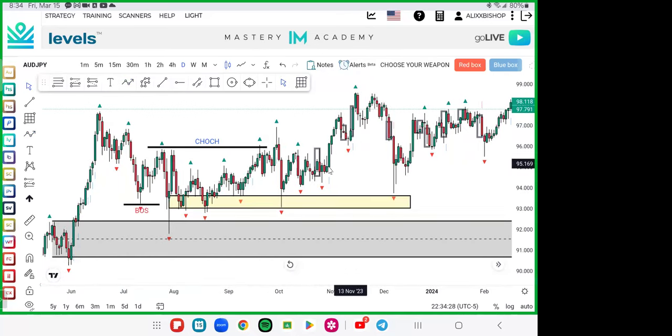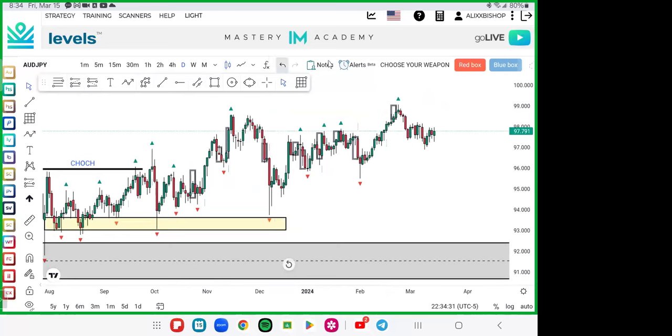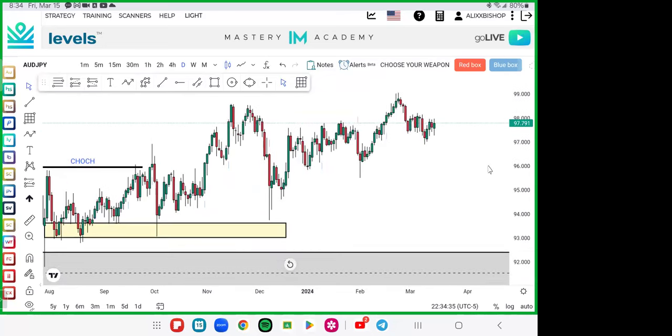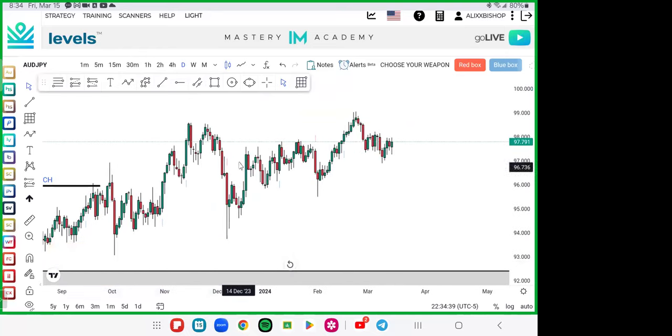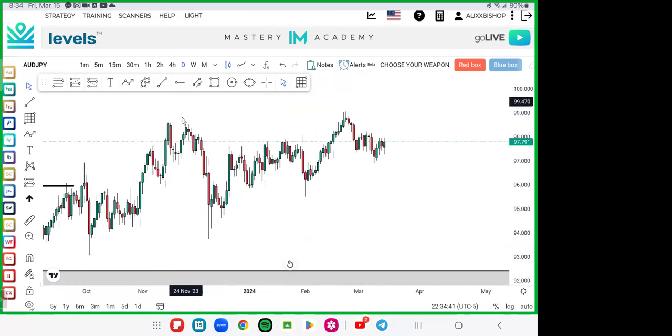So let's go to live price now. Let's turn these off a little bit. Okay, cool. I do like this structure right here that we got, because we do break and close above right here, right? Which gives us a starting point in this area.